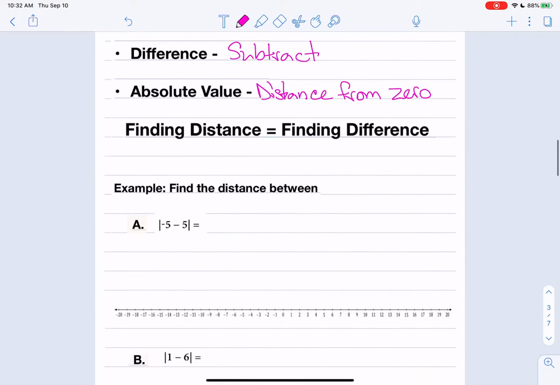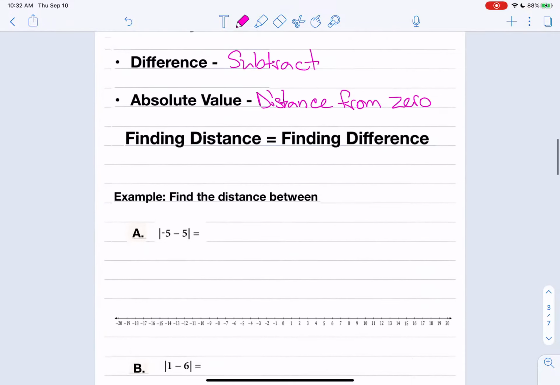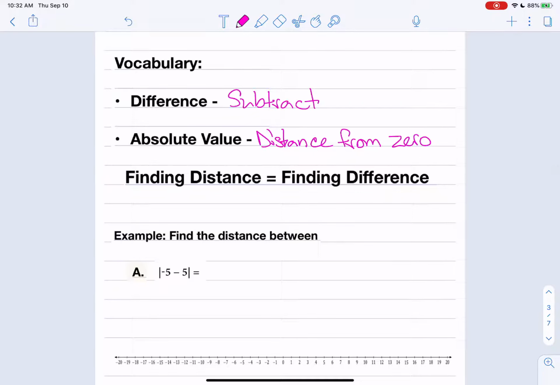Moving on. Here's example 1. Find the distance between -5 and 5. Okay, so that means we're taking -5 and we're subtracting 5 positive. So the first way I'm going to show you is converting it to an addition problem and taking the absolute value. And remember, the absolute value is the distance from 0, and it is always positive.